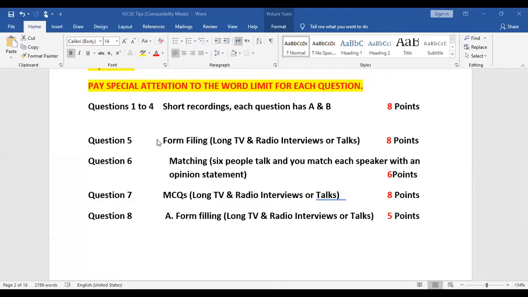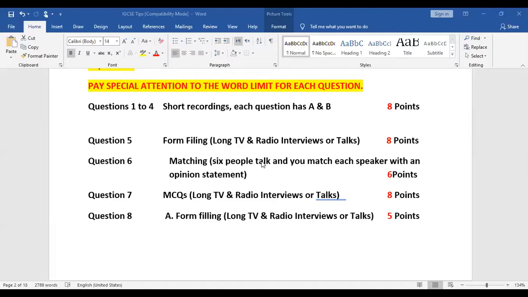Question five is a form filling. You might know from previous IGCSE exams that there was in the reading paper a form filling exercise. You read a text and you complete a form. There is some missing information. Here again, it's not reading, but listening. So you're given a form and you will listen to a long, maybe TV interview, radio interview or a lecture, and then you have to fill in one or two words.